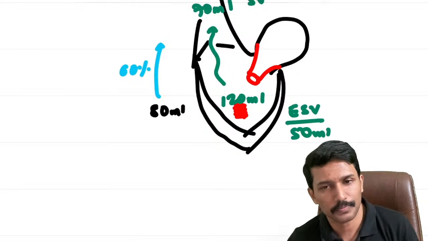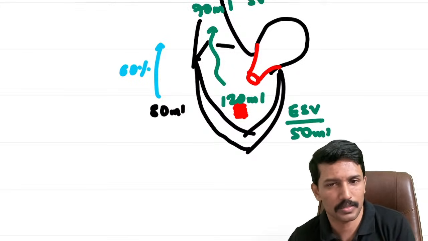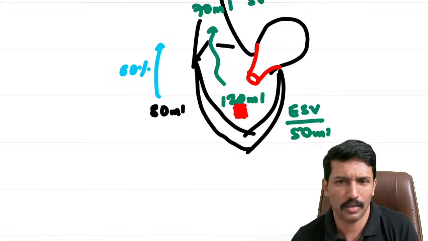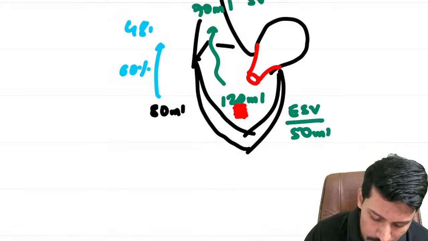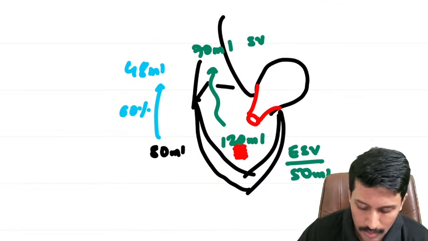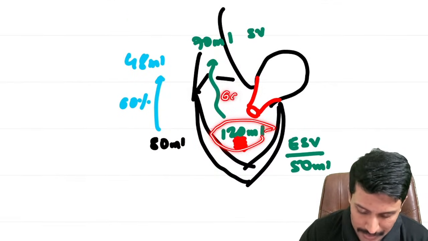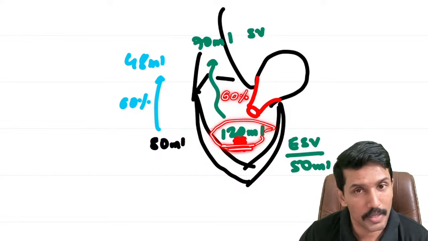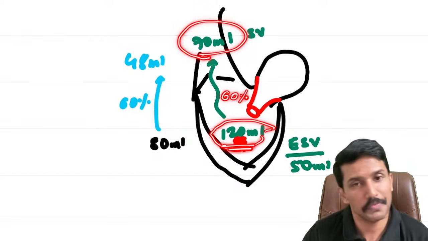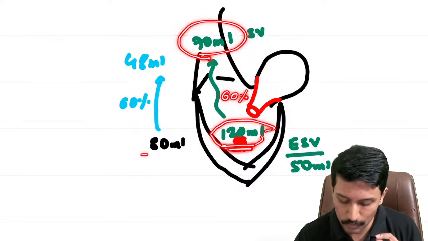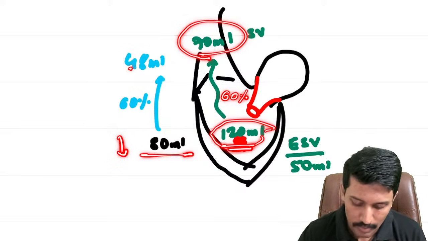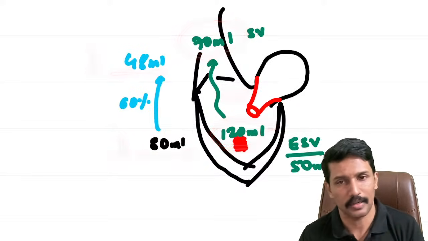60% of 80 will be 6 into 8, so that will be 48. So 48 ml becomes my stroke volume. If I had the same ejection fraction of 60%, but normal end diastolic volume, I would have got a stroke volume of 70. So now what happened? Because of decreased end diastolic volume, my stroke volume also decreased.